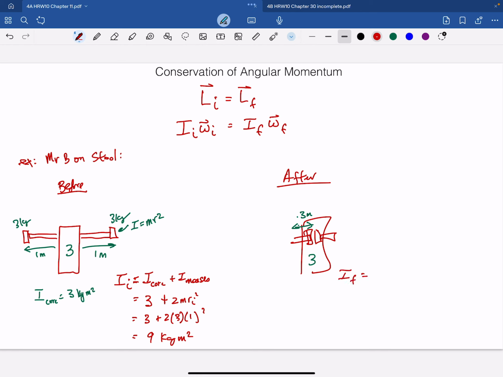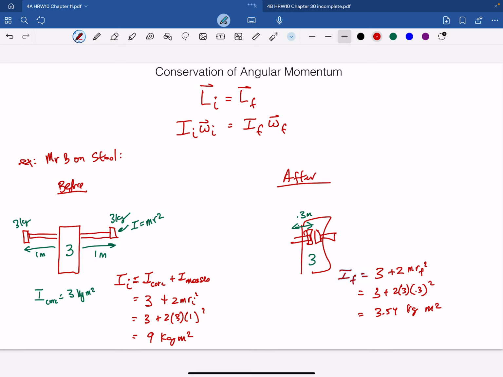All right, and then I find my final moment of inertia. So still the core plus twice the mass times whatever distance I'm at now. 3 plus 2 times 3 times 0.3 squared. I cannot do this one in my head. What did I get? I got 3.54 kilogram meter squared. So what happened to the moment of inertia?